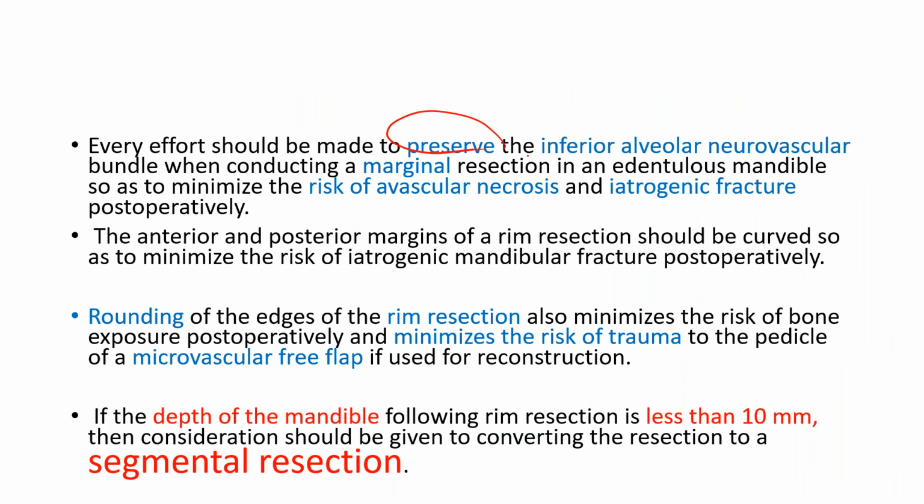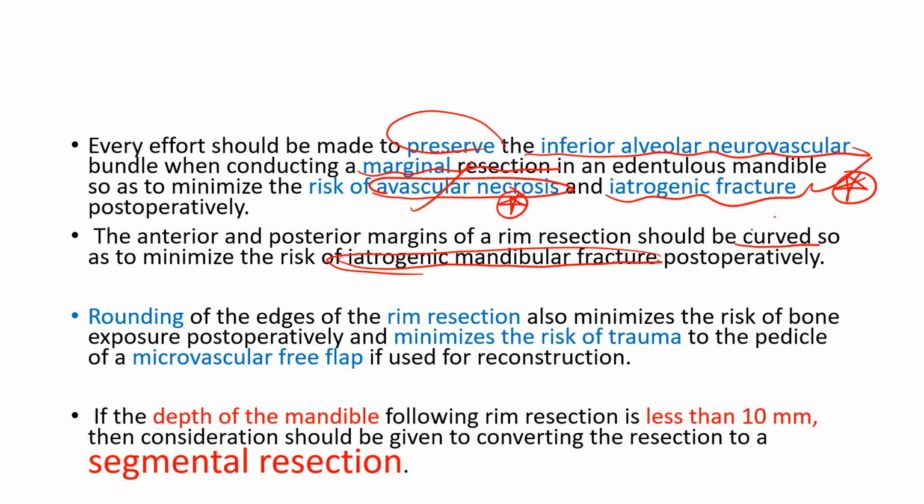We have to preserve the inferior alveolar neurovascular bundle by doing a marginal resection. There is a chance of avascular necrosis and iatrogenic fracture. You should be very careful and should not produce iatrogenic fractures. The anterior and posterior margins should be curved to minimize the risk of iatrogenic mandibular fracture. So curved margins should be taken so that fractures will not occur.